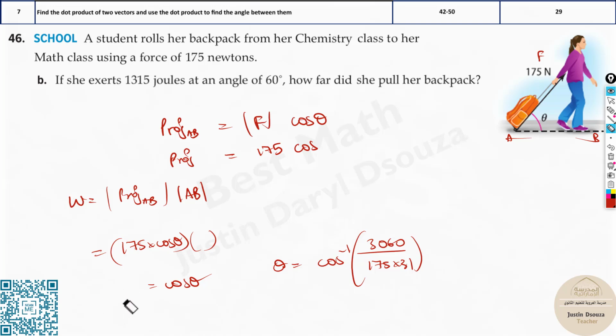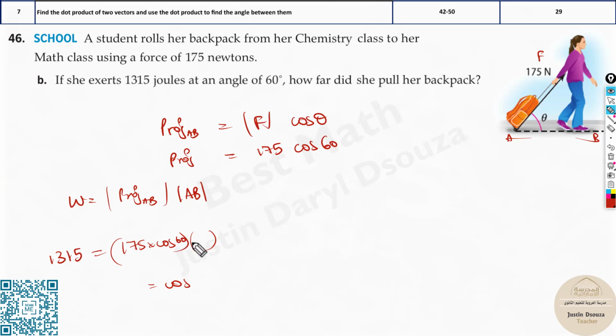Let's just rewrite it. So theta is there this time. What we know here: theta is 60 degrees. Force is 175, cosine 60 degrees. Work is 1315. See, now this is what I meant. Here, if you have 175 cosine 60, don't put it in the calculator and solve it. Take this as it is, so it'll be the entire whole value.